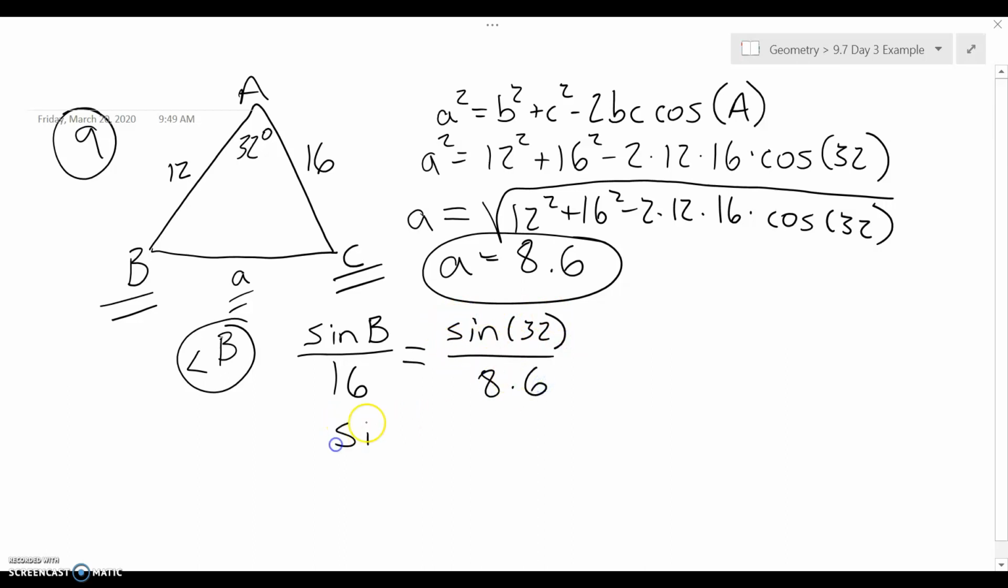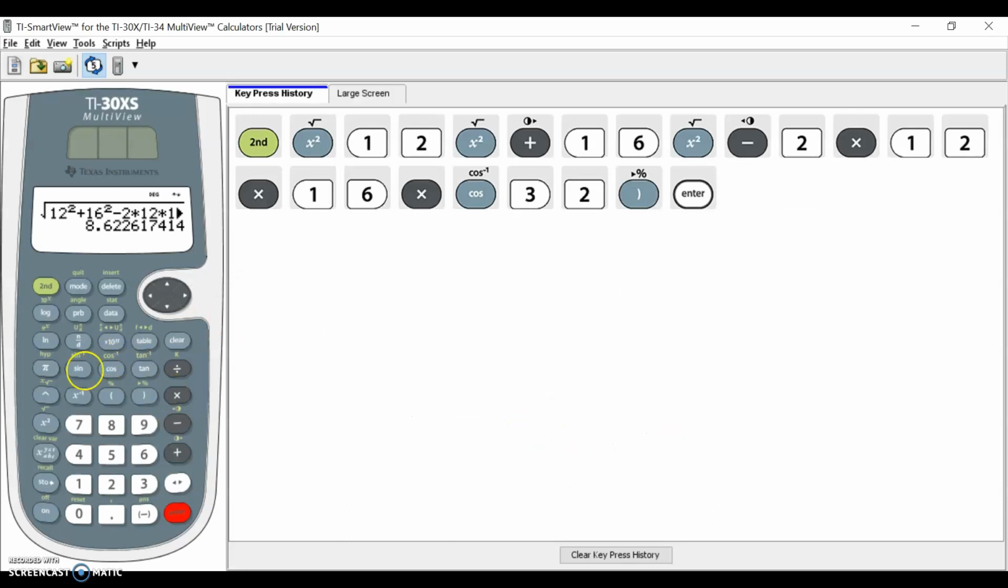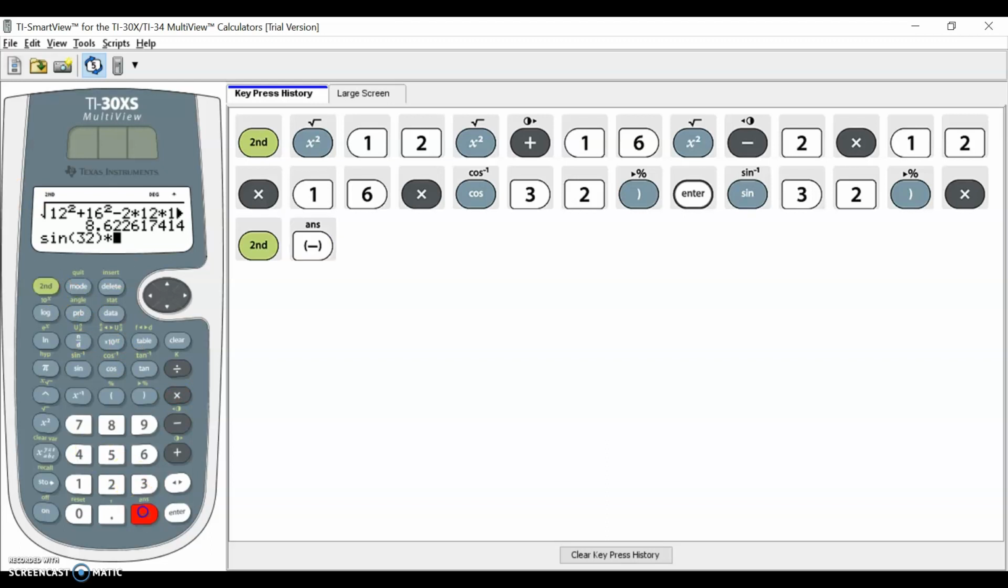And then I'm going to multiply both sides by 16. So I'm going to have sine of 32 divided by 8.6 times 16. And that's going to give me a decimal expression. So let's go get that. So sine of 32, and you can either write in 8.6 or, let's try this option, if I do second with that minus sign, it's going to grab the full decimal expression, 8.622617414. And it just gives us a more accurate answer.